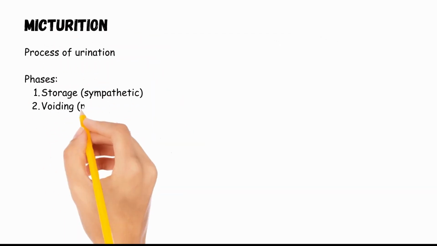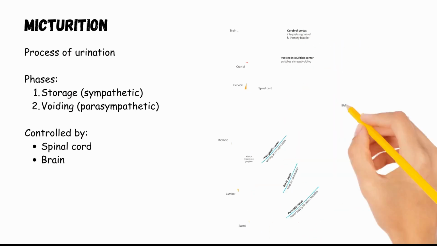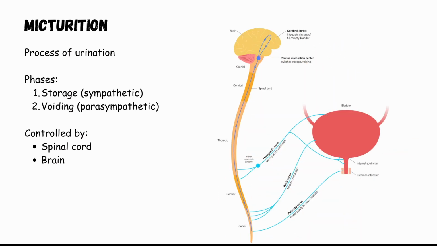Micturition is the process of urination and involves both involuntary and voluntary control. There are 2 phases: storage phase, sympathetic system active, bladder relaxes, sphincter contracts. Voiding phase, parasympathetic system active, bladder contracts, sphincter relaxes, controlled by spinal cord and higher brain centers.